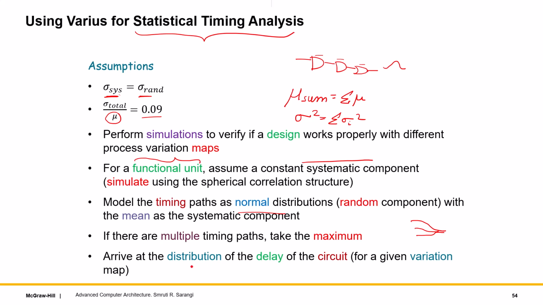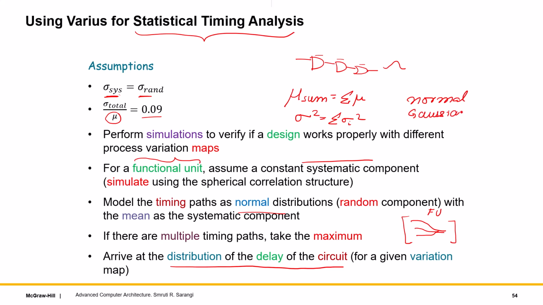So with some critical path information and some assumptions, we can arrive at the distribution of the delay of the circuit for a given variation map, which basically means for the circuit, we assume a constant systematic component, because it's not the full circuit, but a part of the circuit or some functional unit. And for the random parts, as I said, we just sum their delays up. A sum of Gaussian delays is also a Gaussian delay. Essentially, normal distribution and Gaussian distribution are the same, hence the terms are being used interchangeably.